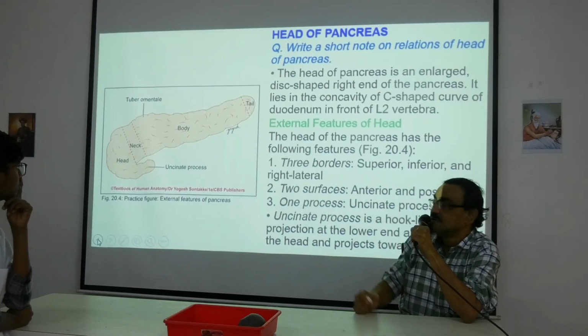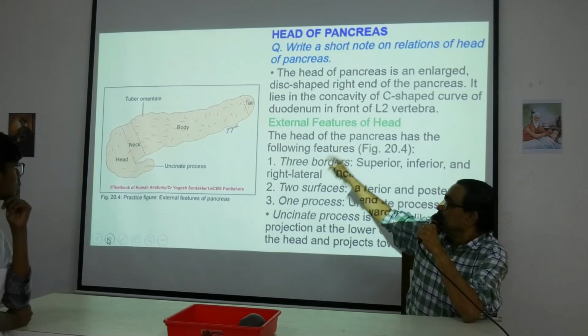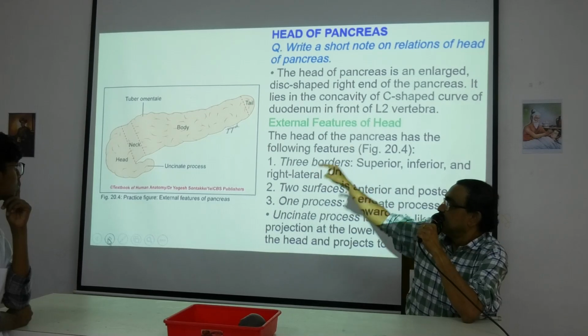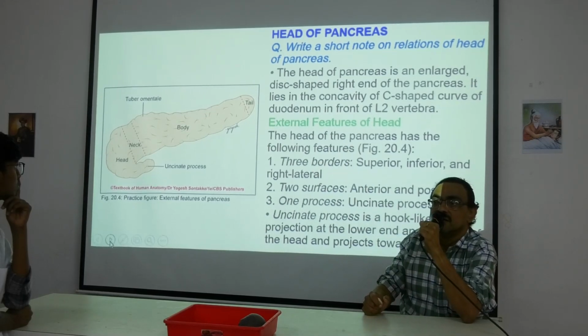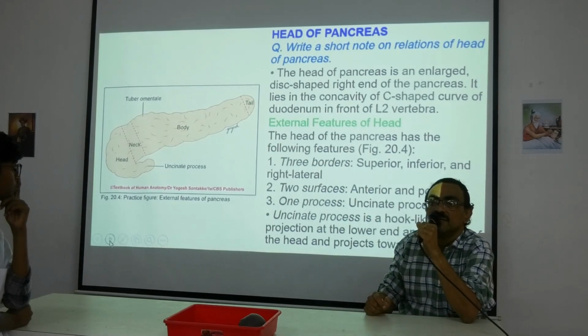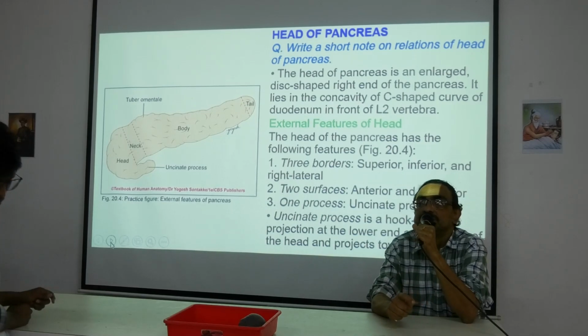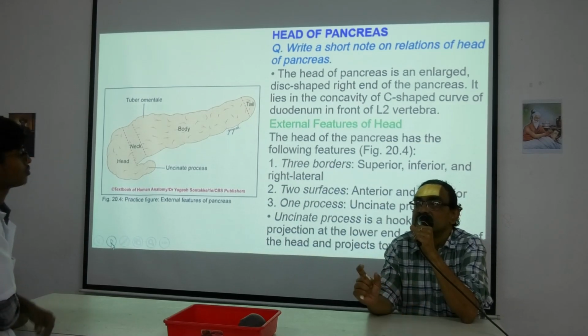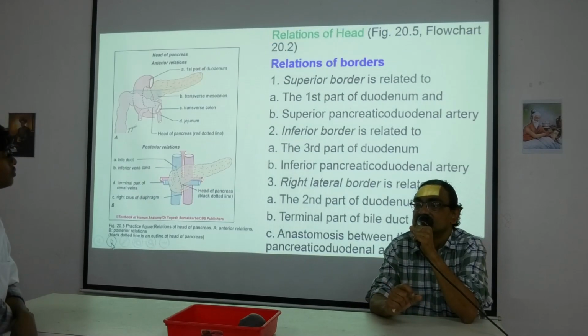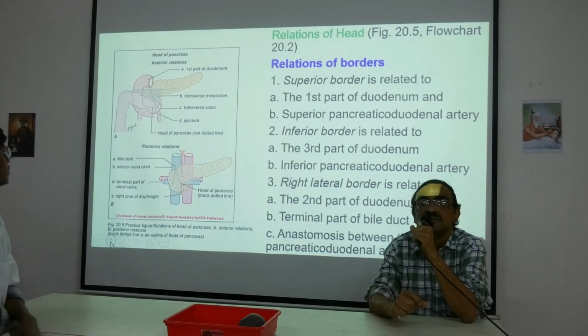The body, superior border, inferior border, and one border is in between, that is the anterior border. And the head crosses so many structures, abdominal aorta.